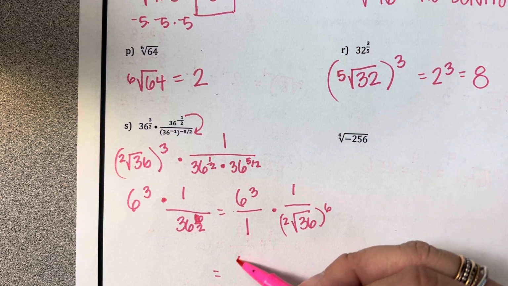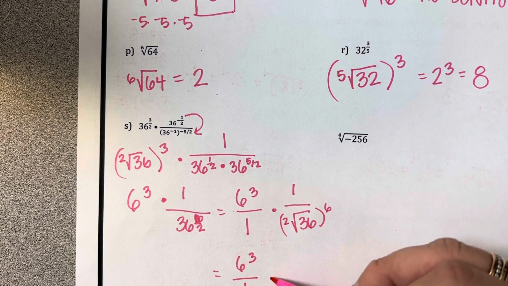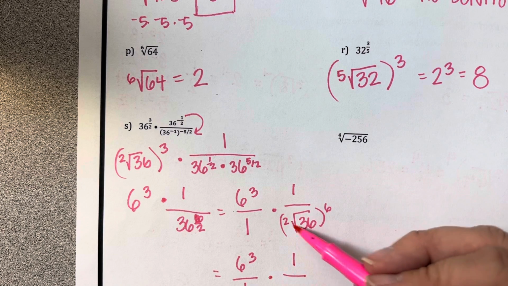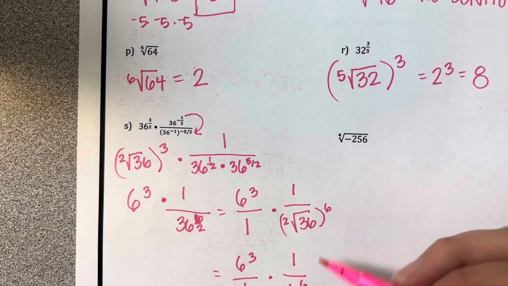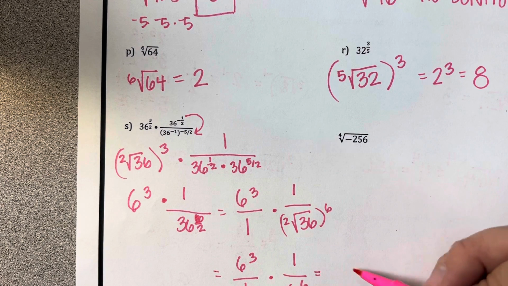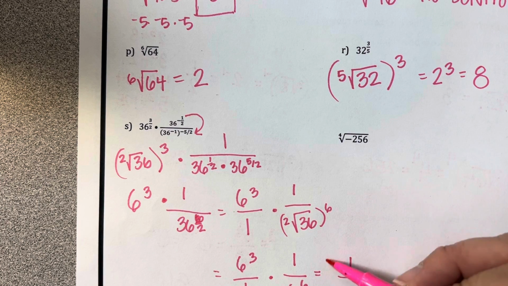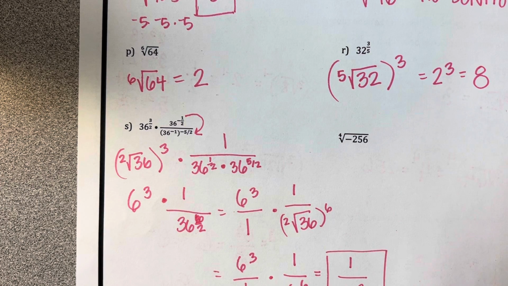Okay, so now I have 6 to the third over 1 times 1 over, what's the square root of 36? 6 to the 6th. And then look at all of this. What did we end up with? Are there more 6s on the top or the bottom? The bottom. It's 1 over 6 to the third.